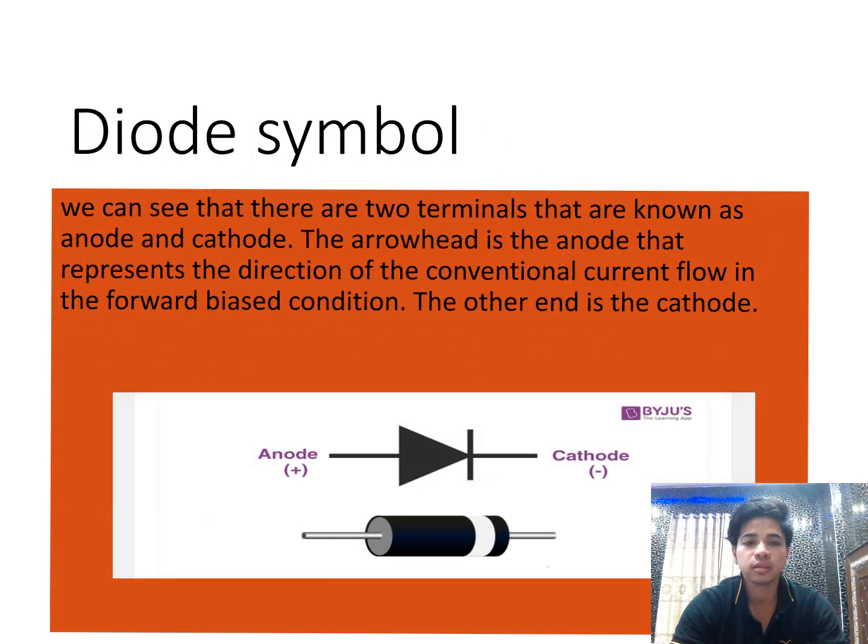Diode symbol. We can see that there are two terminals that are known as anode and cathode. The arrowhead is the anode that represents the direction of the conventional current flow in the forward bias condition. The other end is the cathode.